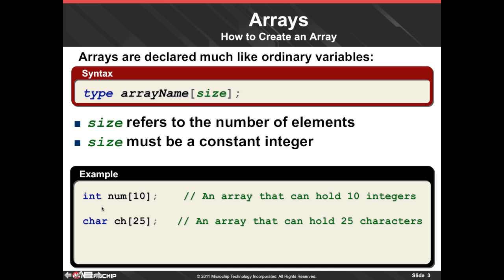So if you look here at two examples, we've got an array of type int, with the identifier called num, and we have 10. So we've declared this array to be size 10, okay, and it can hold up to those 10 integers. Char is another data type, and we can create an array here in this example with 25 different characters, and there's the identifier called ch.